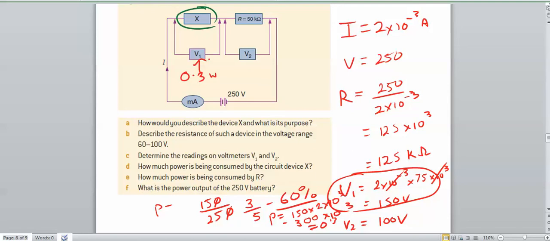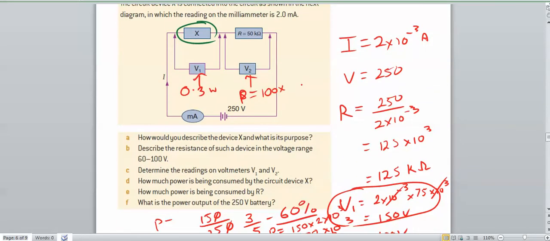So how much power is consumed by R? Well, we'll do the same thing. P equals V times I. We've worked out from before that it's 100 volts. So we've got power here is equal to 100 volts times, I keep getting confused, 2 milliamps, 2 by 10 to the minus 3, which is 200 by 10 to the minus 3, or 0.2 watts.